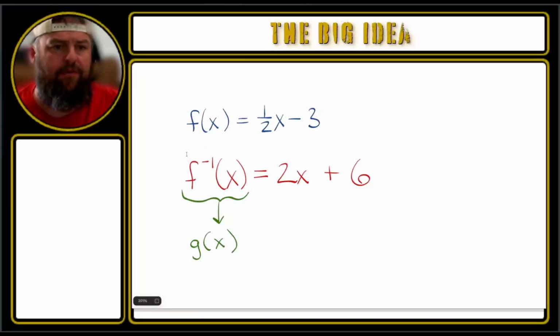Using Desmos, let's take a quick look at an example of f of x equals 1 half x minus 3 and its inverse, f inverse of x equals 2x plus 6. For the purpose of graphing in Desmos, I will use g of x in place of f inverse of x, as Desmos interprets f inverse of x as 1 divided by f of x and thinks we are defining two functions by the same name.